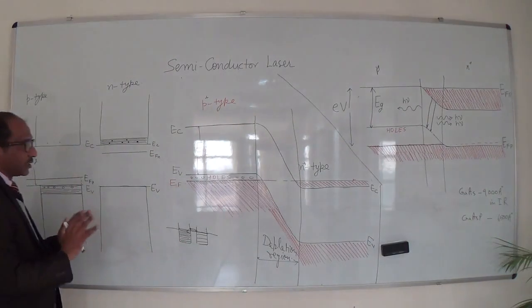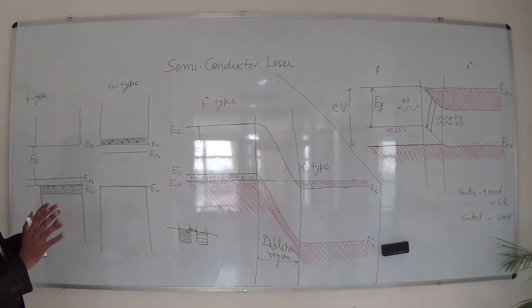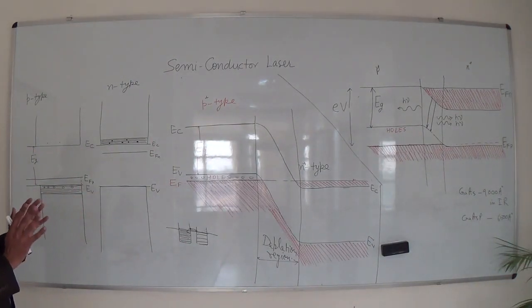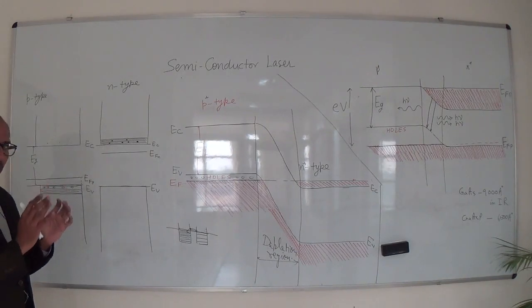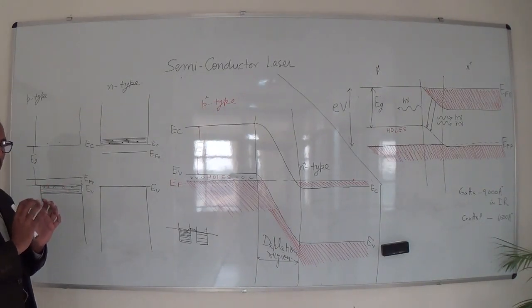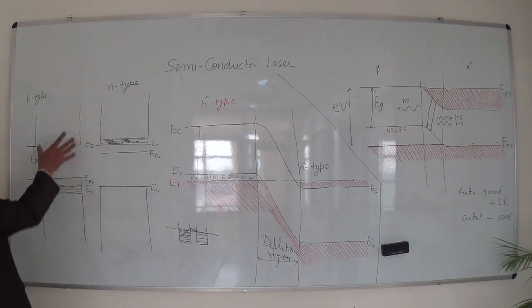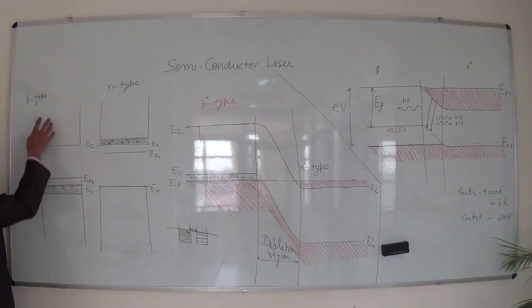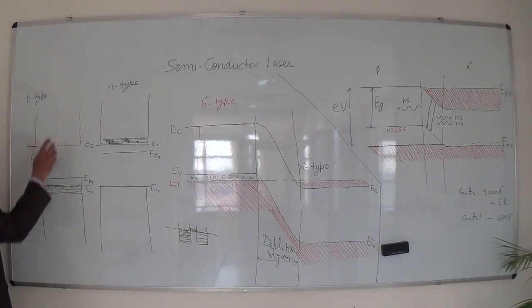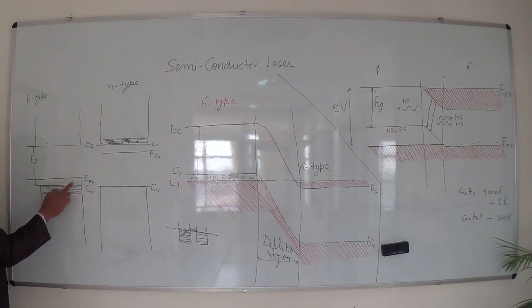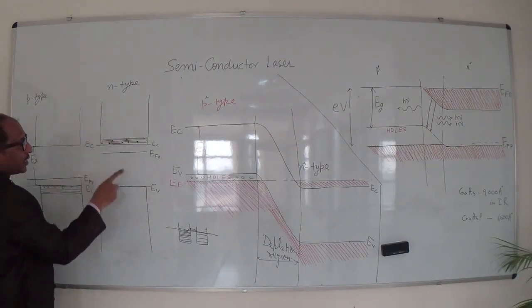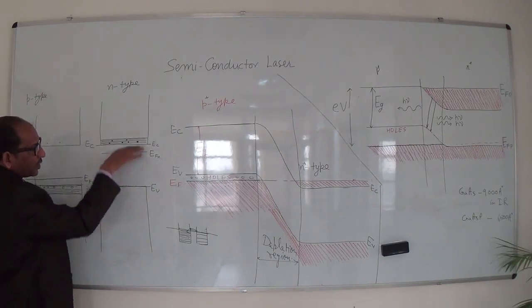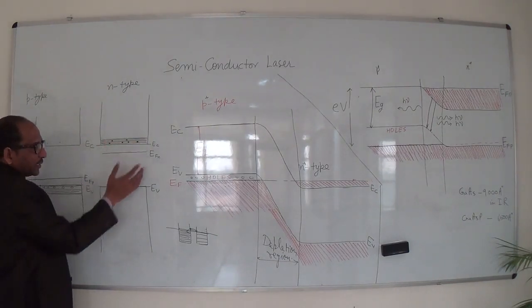So I am just summarizing about the semiconductor laser, for which the idea of semiconductor is important. We are using the energy band diagram concept. So here is the energy band for a p-type semiconductor, where the Fermi energy level is just above the valence band. In an n-type semiconductor, the Fermi energy level is just below the conduction band.